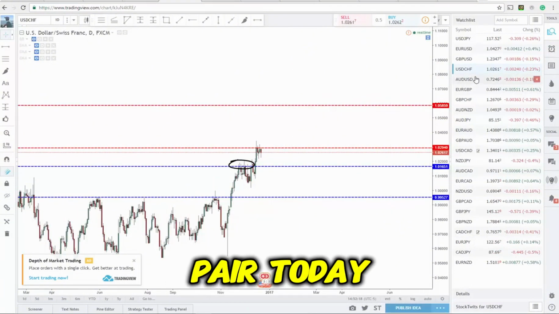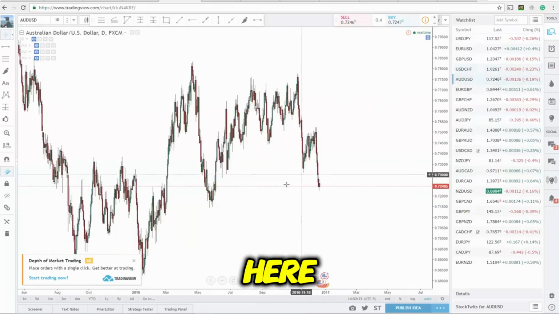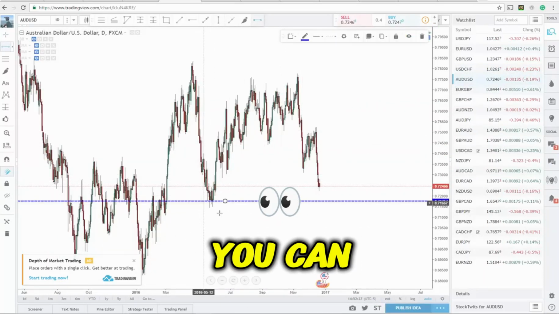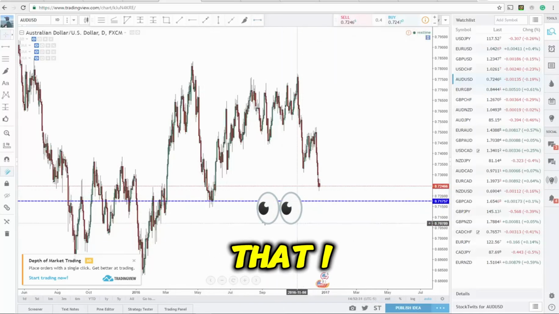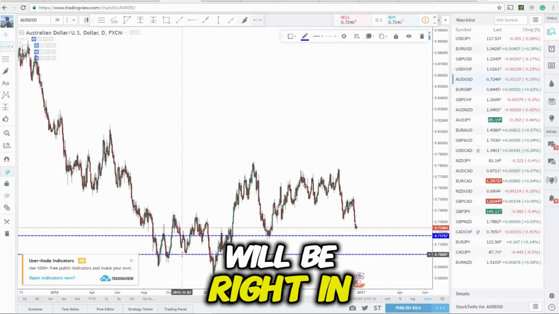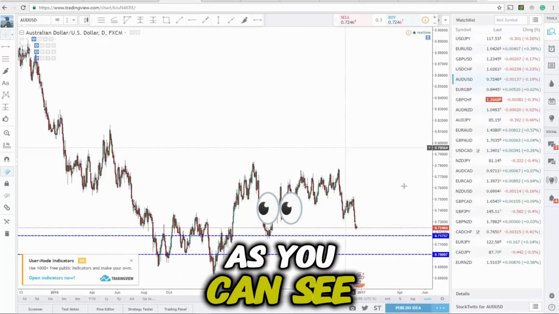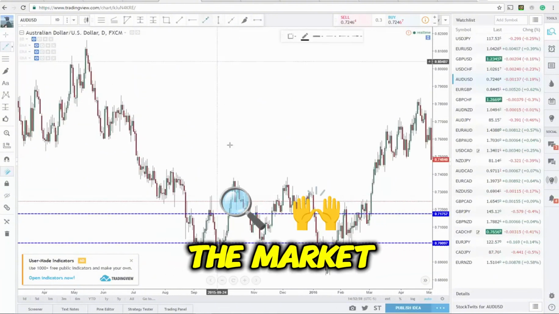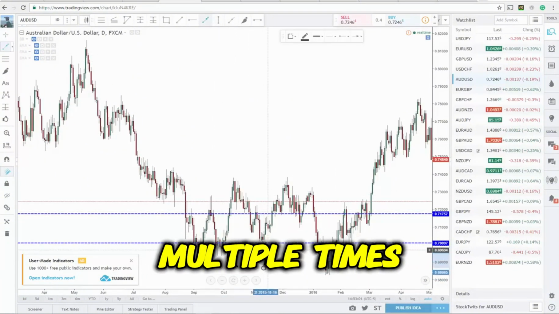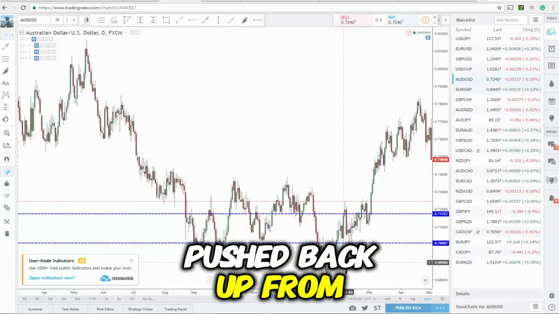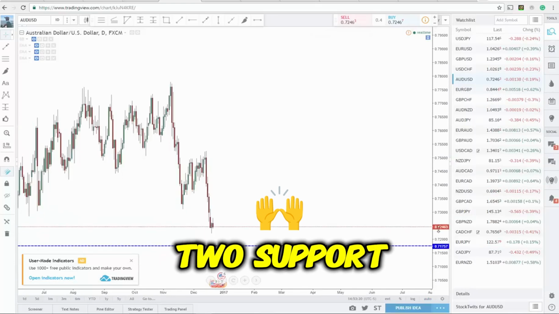And for the last pair today, let's take a look at the Aussie dollar. Here on the daily chart of the Aussie dollar, I'm going to go ahead and point out my support level. As you can see, one of the lower lows here that I see as a significant level of support. And the next level will be right in here. As you can see, we zoom out a little here. The market found support here multiple times in that area, coming down and being pushed back up from that zone. So those are my 2 support zones.